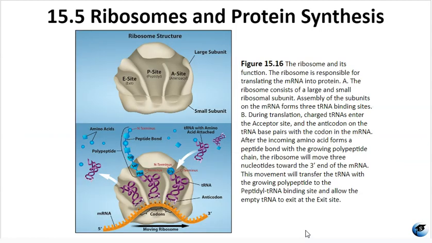Figure 15.16 is showing the large and small ribosomal subunits and the 3 tRNA binding sites of a ribosome, right? So during translation, the charged tRNAs enter the acceptor site, the A site, and the anticodon on the tRNA pairs with the mRNA codon. The incoming amino acid forms a peptide bond with the growing polypeptide chain, and the ribosome moves 3 nucleotides forward. This movement transfers the tRNA to the P site and allows the empty tRNA to exit at the E site, the exit site.